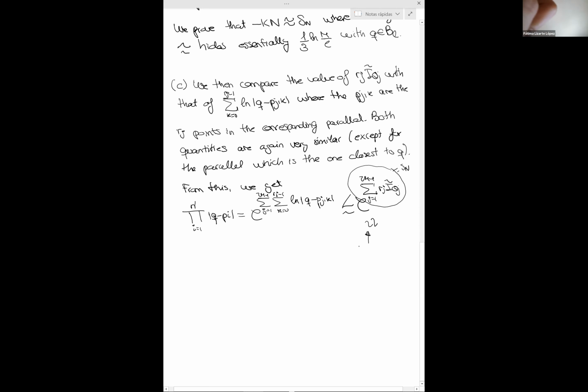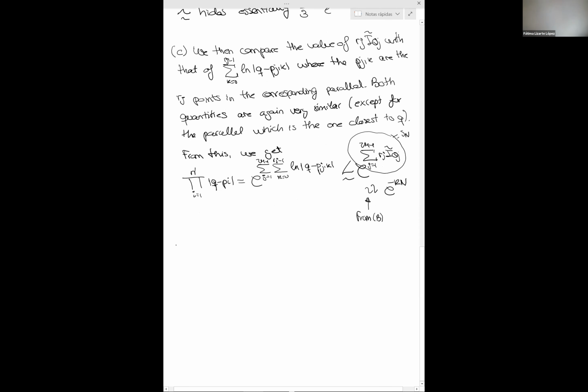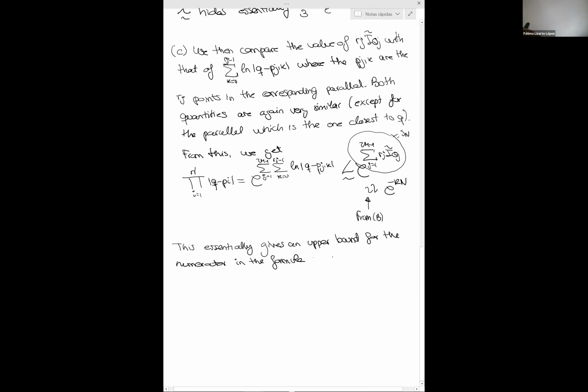So from B, this is satisfied. This essentially gives an upper bound for the numerator in the formula of the condition number of polynomials, once the details are set.